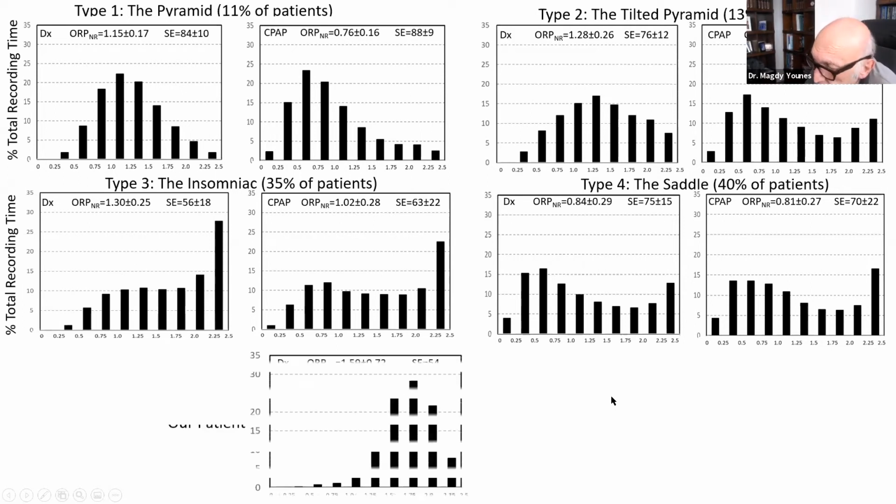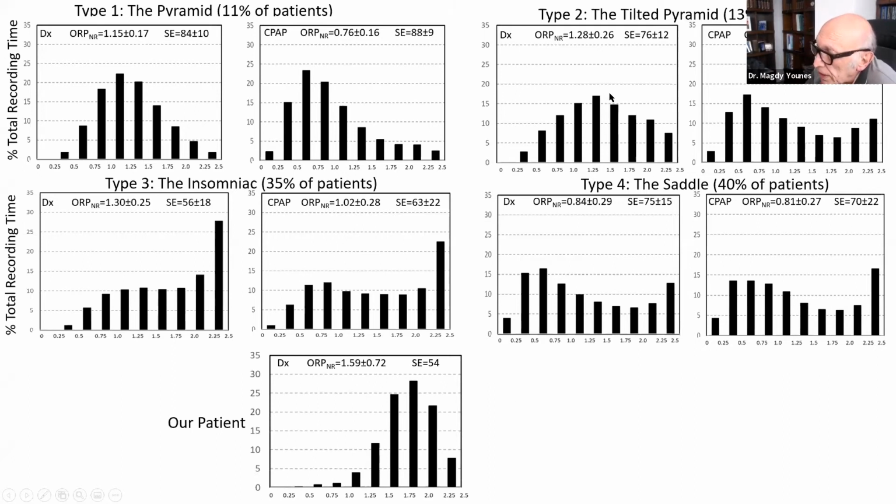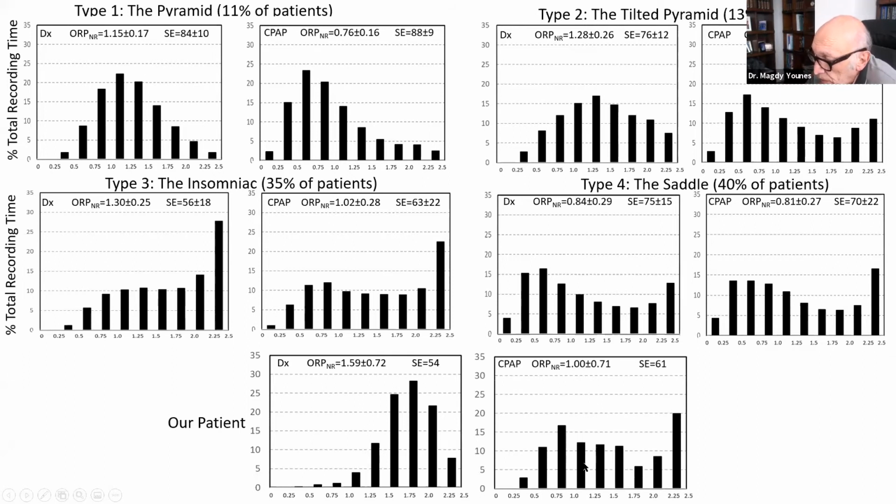Let's look at our patient and what he did. This is what I showed you before. And we agreed, I think, that this is a type 2 who should respond like this. And here is what he did on CPAP. We can see now a lot more sleep on the left here. He had virtually nothing in the first 4 deciles, whereas now he has quite a bit, but still not normal.